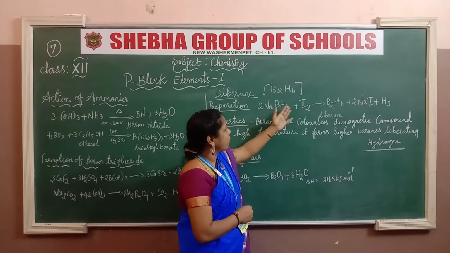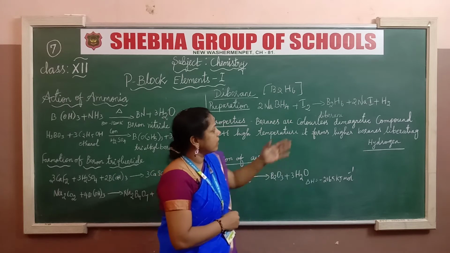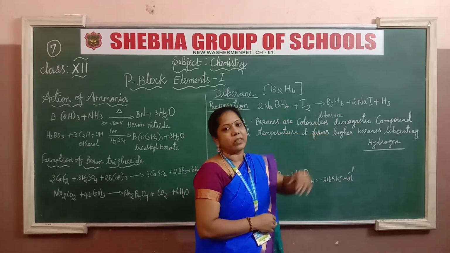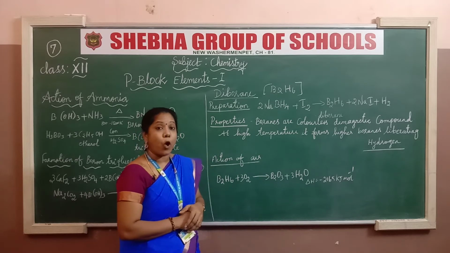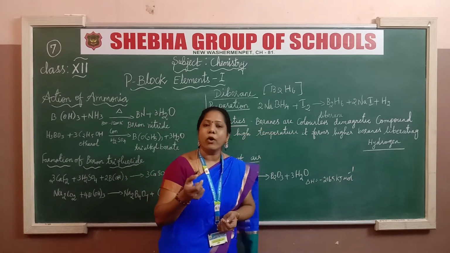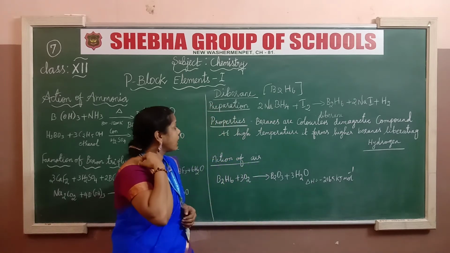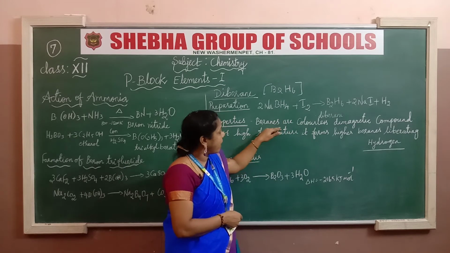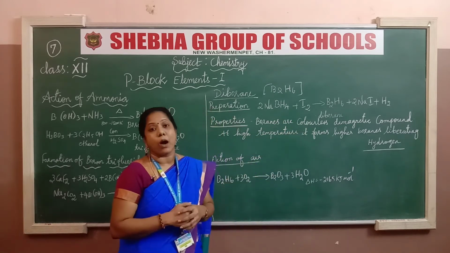NaBH4 reacts with iodine. What will we get? Yes, diborane and sodium iodide along with hydrogen molecules. And then go for the next, properties. In these properties, we have to know that boric acid looks like colorless crystals. Diborane is also a colorless, diamagnetic compound.